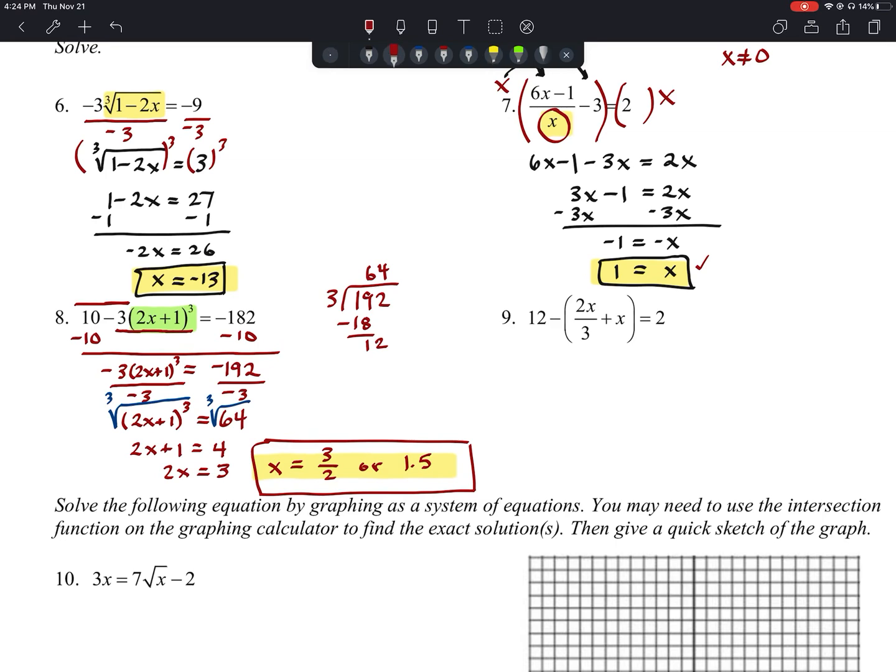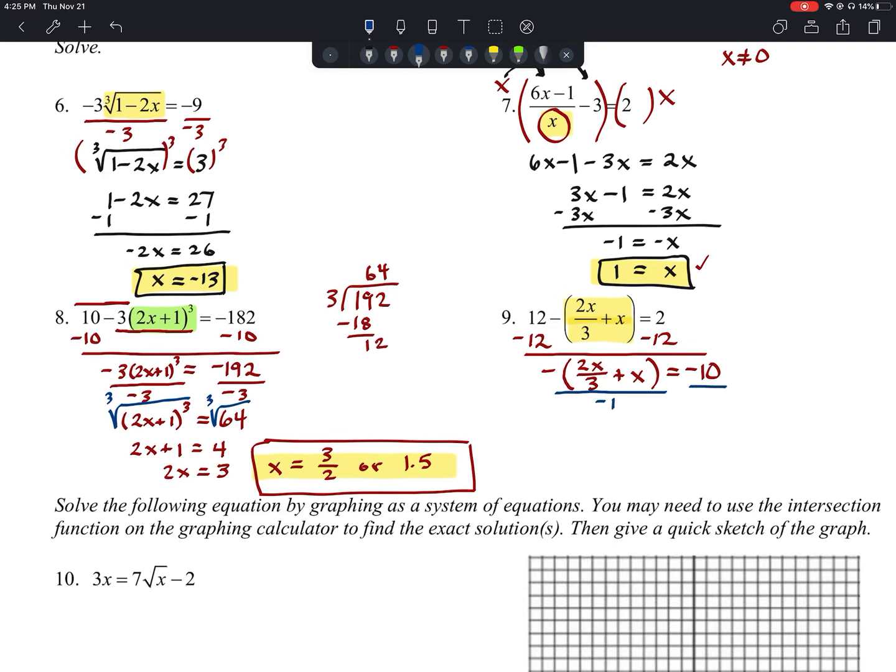And as we go into number 9 here, let's just go ahead and look at it. Again, our x's are trapped inside these grouping symbols, so we have to isolate that group first. First thing we're going to do with this one is get rid of this positive 12. We get rid of a positive 12 by subtracting 12 from each side. And what we have afterward is still the negative quantity of 2x over 3 plus x is going to equal negative 10.